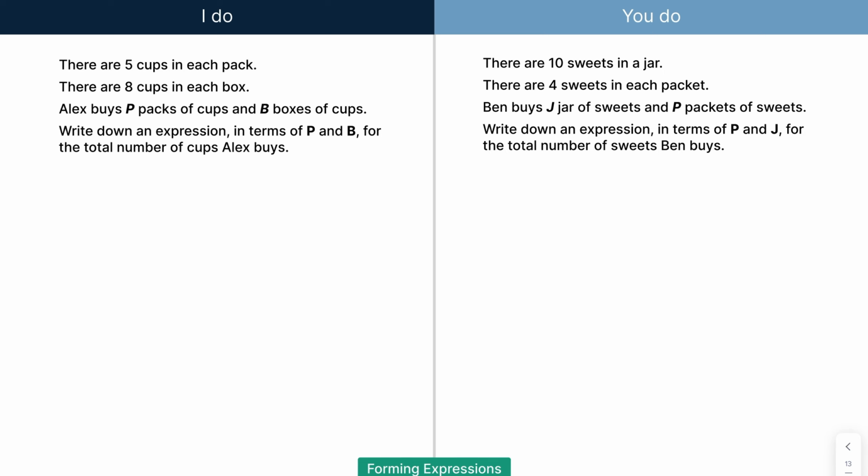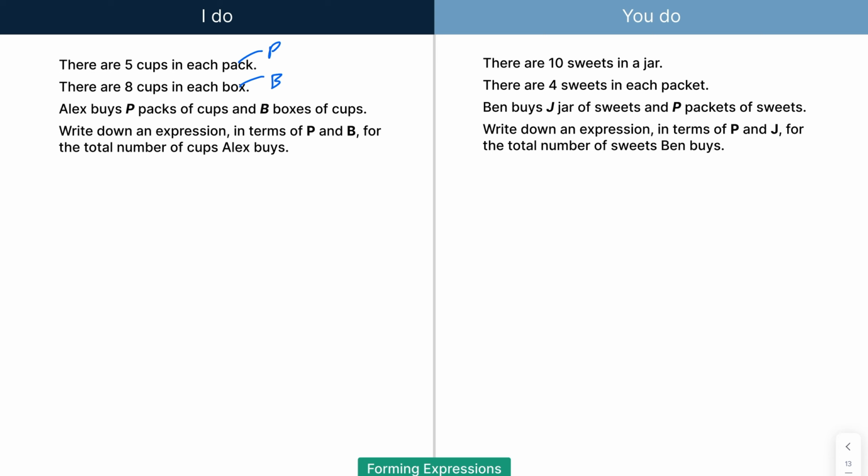So moving on to worded questions on forming expressions. We've been told there's 5 cups in each pack. There are 8 cups in each box. Alex buys P packs, so he's calling this P, and B boxes, so he's calling this B. Write down an expression in terms of P and B for the total number of cups Alex buys.